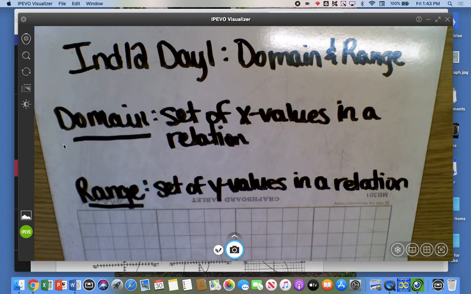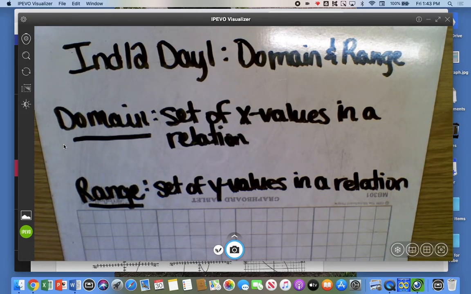All right, so this is our first day of notes for Indicator 12. So we've started a new section, and we are still working with tables and maps and graphs and different things that we dealt with in Indicator 11. But today we're actually going to learn two new vocabulary words. We're going to talk about domain and range.